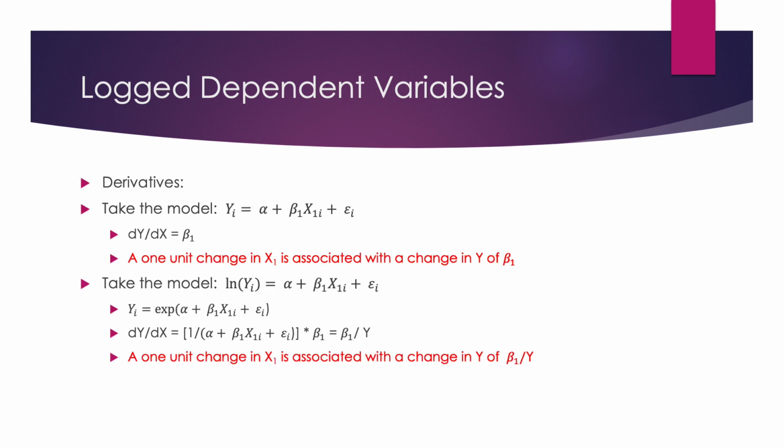So if we have a logged dependent variable, for example, we just take our derivatives, we take our model here, and we find that a 1 unit change in x1 is associated with a change in y of beta 1. Or we take our model and we find a 1 unit change in x is associated with a change in y of beta 1 over y. And this is all just to show you the mechanics of how all of this works, and we'll be performing these in an applied way in Excel and in R.